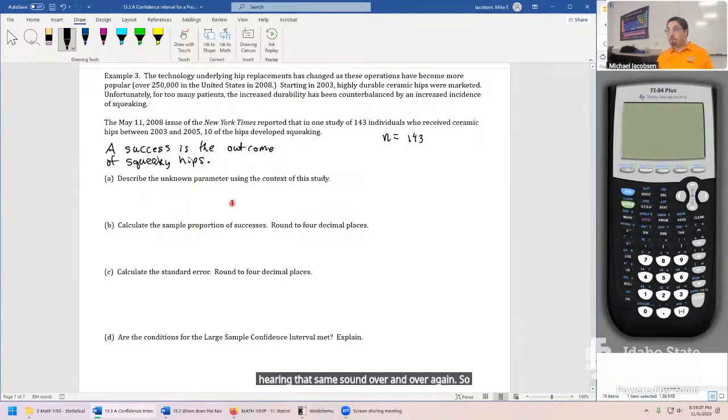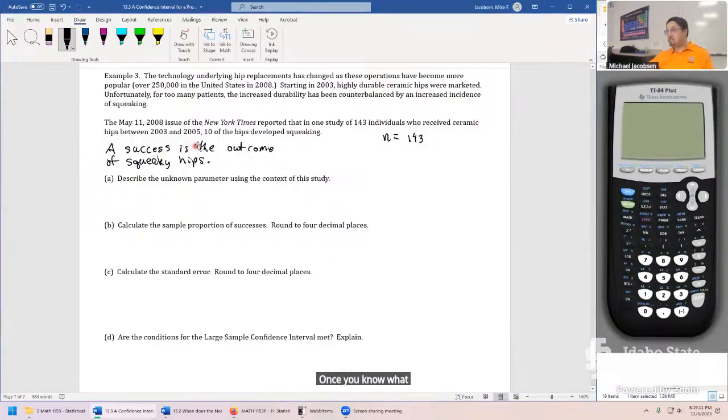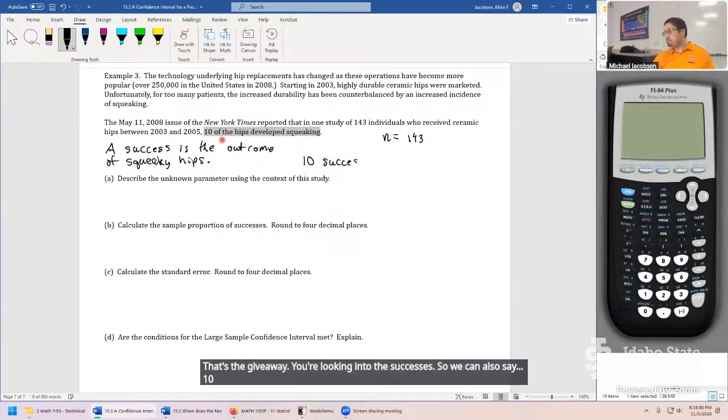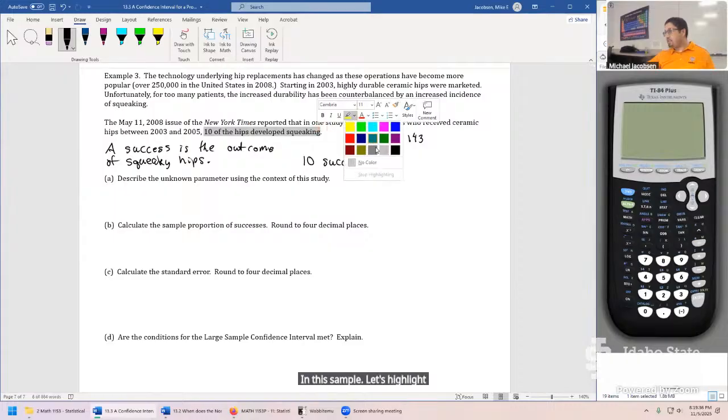So this is what the study is all about. Categorical data. Once you know what the success is, it's not a bad idea to say it again. This is kind of a hint, right? You know what the sample size is, but a smaller amount of that sample has a particular condition. That's the giveaway. You're looking into the successes. So we can also say 10 successes in this sample. Let's highlight that just to connect that thought.